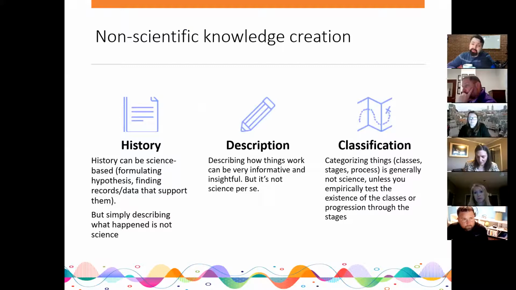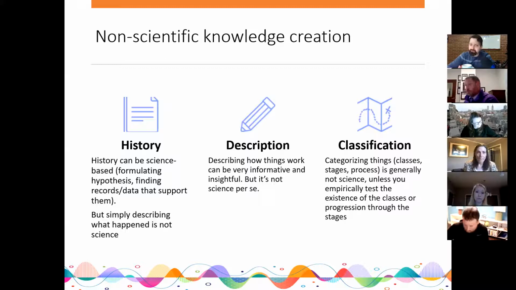So there are more ways to make discovery or create knowledge. Science is technically knowledge creation, right? So we create new information that was not available before. But not every information or knowledge creation is science. And so here are some examples of useful, insightful activities that perhaps are not necessarily science.